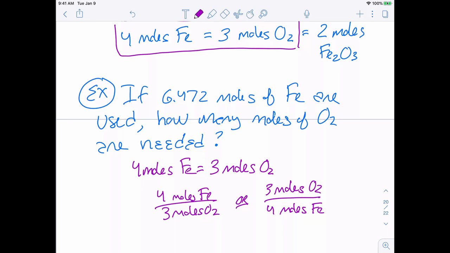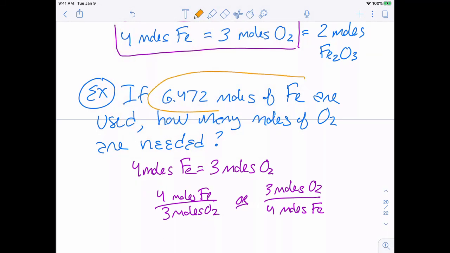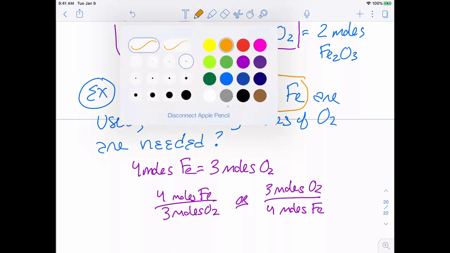So when we were doing our dimensional analysis problems, remember we always started out with what was given in the problem, which is moles of iron. So that's the first thing I'm going to write down.